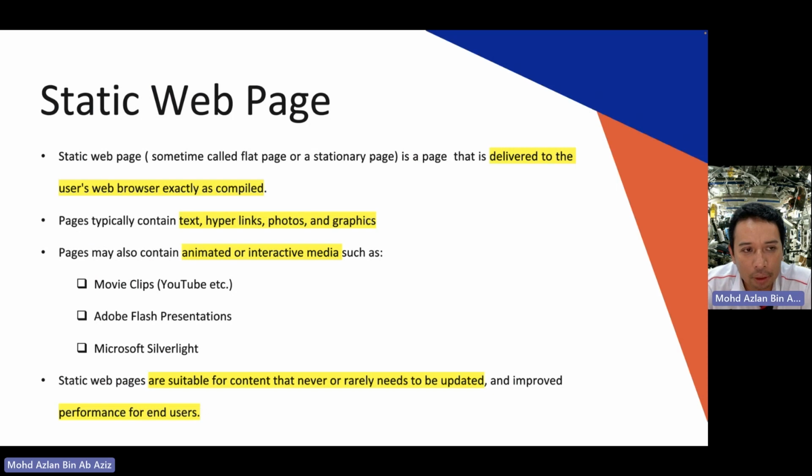So static web pages deal with front-end technologies, mainly HTML, CSS, and JavaScript. They are sometimes called flat pages or stationary pages. They are delivered to the user's web browser exactly as compiled. The pages typically contain text, hyperlinks, photos, and graphics. Pages may also contain animated or interactive media such as movie clips, Adobe Flash presentations, Microsoft Silverlight. Static web pages are suitable for content that never or rarely needs to be updated and improve performance for end users.